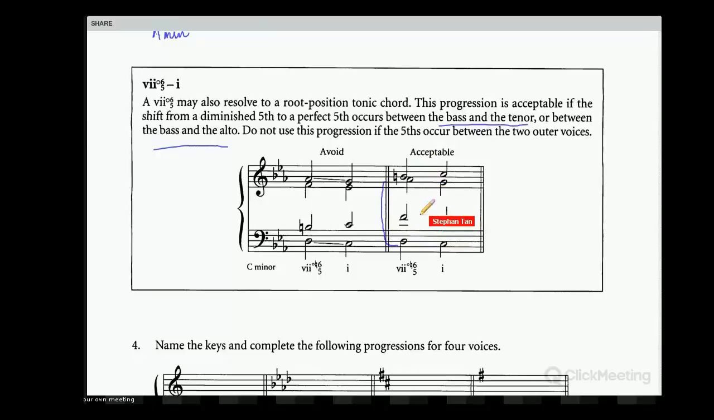All right, so this is okay, because notice that the fifth here and this fifth here is occurring between the bass and the alto. Here you want to avoid it because the fifth is occurring between the two outer voices, so we can't do it that way. We cannot do it that way. All right.